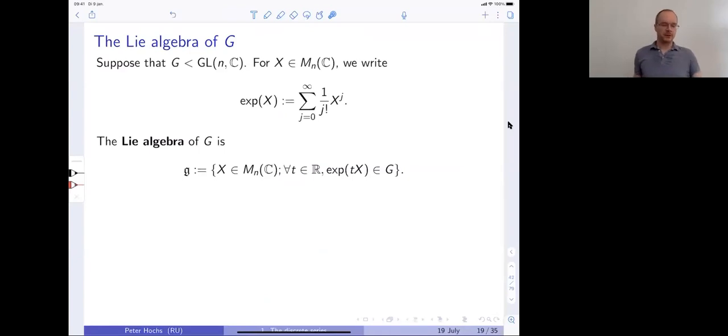First, a quick crash course on Lie algebras. If we have our group G, which lies in GL_n(C), this is true for any closed subgroup of GL_n(C), we can define the exponential map by this Taylor series expression, which turns out to converge. And the Lie algebra of G is a vector space, which is the tangent space to G at the identity element, because G is a manifold. But you can describe it in this way: it's all the n by n matrices X such that all the exponentials exp(tX) lie in G, for t in R.